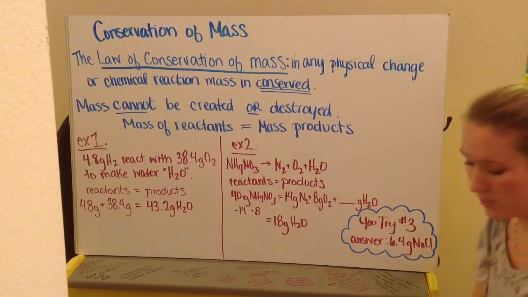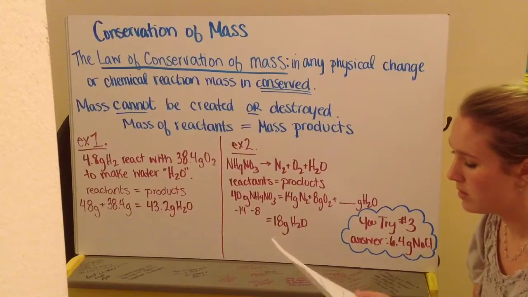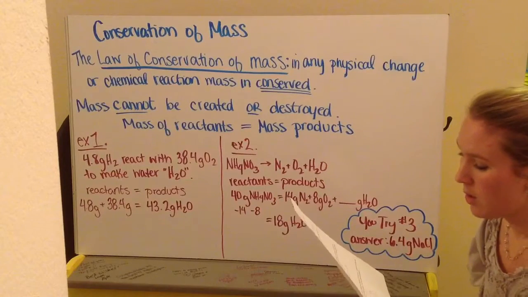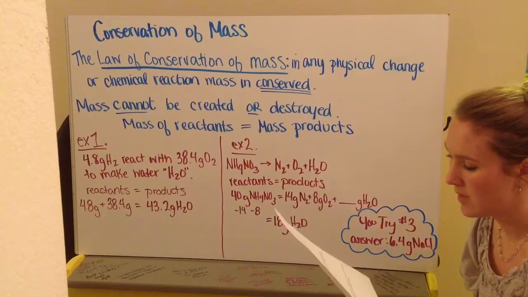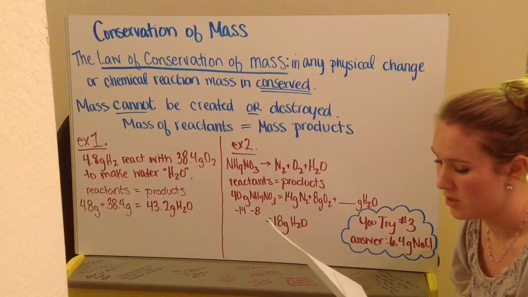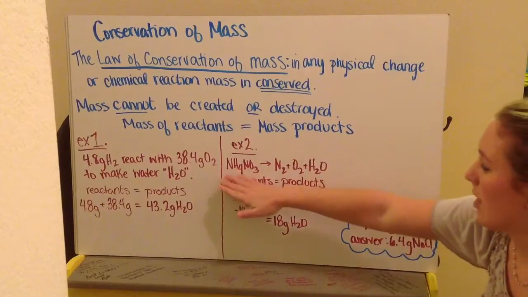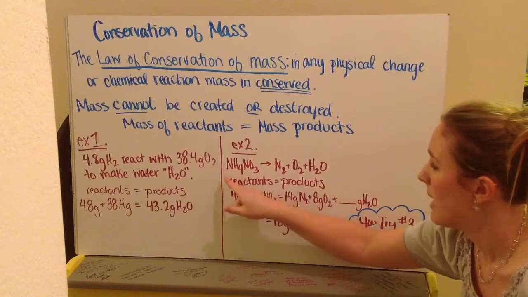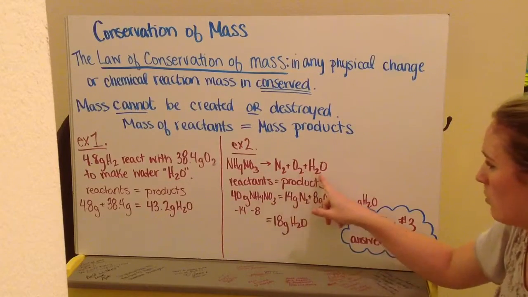Example number 2. When ammonium nitrate, NH4NO3, explodes, the products are nitrogen, oxygen, and water. When 40 grams of ammonium nitrate explodes, 14 grams of nitrogen and 8 grams of oxygen form. How many grams of water form? So this is the chemical equation, and we'll learn more about this in later units. But I have ammonium nitrate breaks down into nitrogen, oxygen, and water.